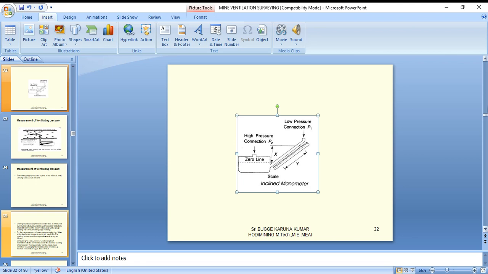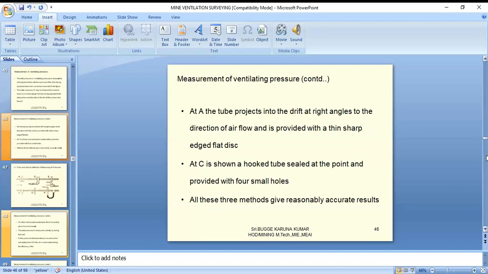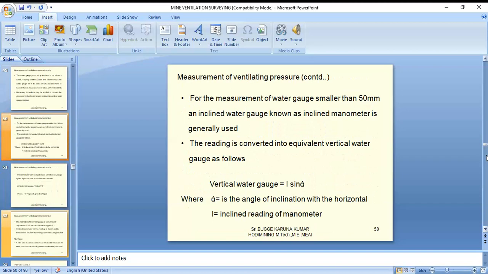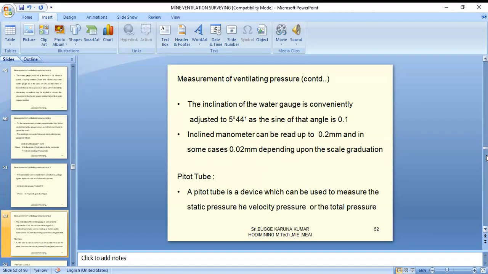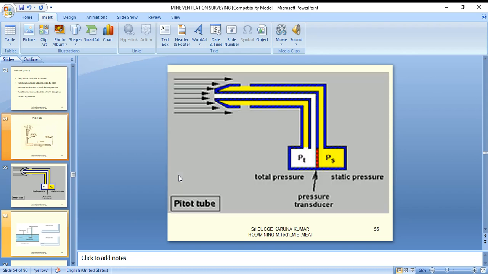Right? This includes the manometer principles working there. Then the Pitot tube, that is the principle I am showing here. So there is a static pressure tube as well as a total pressure tube. Yes, this is the correct total pressure and static pressure.